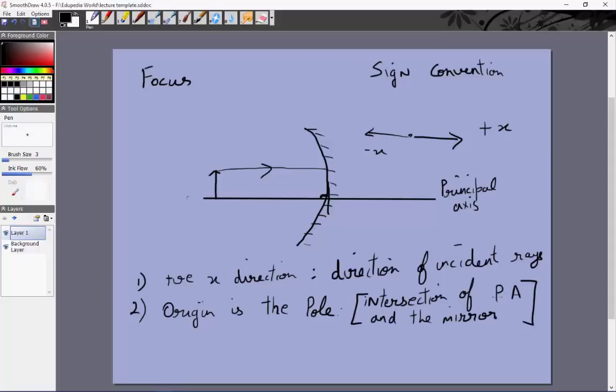By the way, almost similar formulas will be used for lens. This will be the lens here, and this will be the direction of incident rays for the lens. The lens also has a focus and so on. So once we learn these concepts properly, it will carry over very easily to lenses.